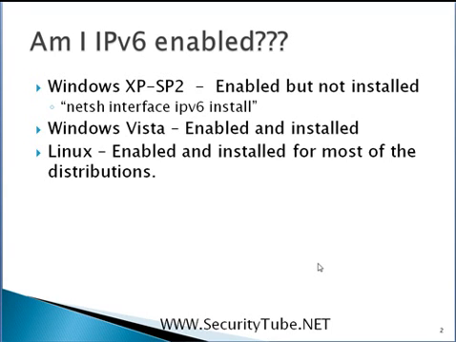How to know whether it is installed or not? Just open the command prompt. For Windows, write the command ipconfig, and you will be able to see IPv6 addresses along with IPv4 addresses. In Linux, you can give the command ifconfig and you will again be able to see the IPv6 addresses.